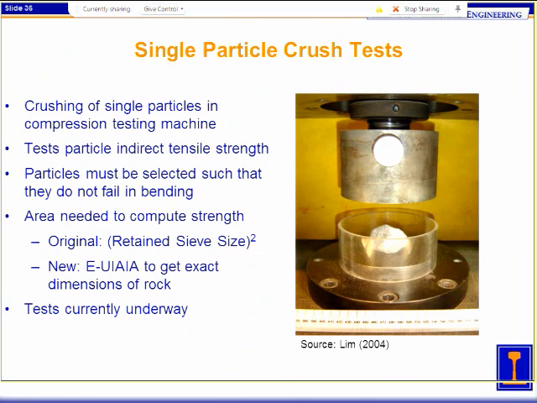We don't know that just yet, but I think as I mentioned, you can't just randomly pick particles out of the sample. You actually have to go through the particles and say, okay, this particle we can put this way, and it will have two contact points. Otherwise, you can have issues with breaking and bending as opposed to indirect tension like you want, or you could break any other number of ways depending on the orientation and how your contact surfaces are. So you have to make sure you pick out the right particles for a start.